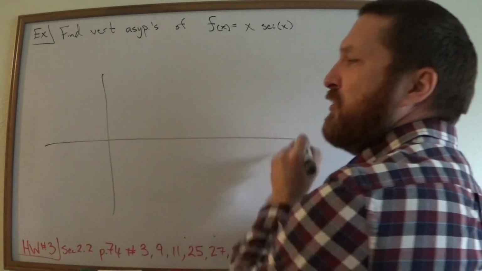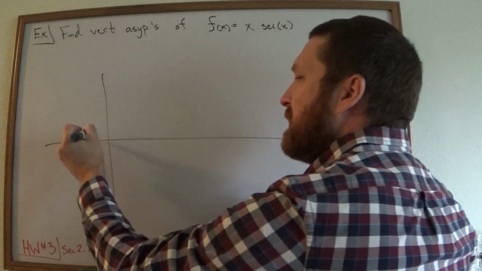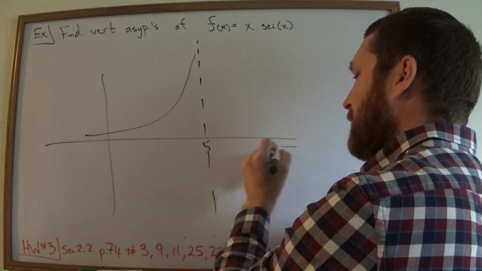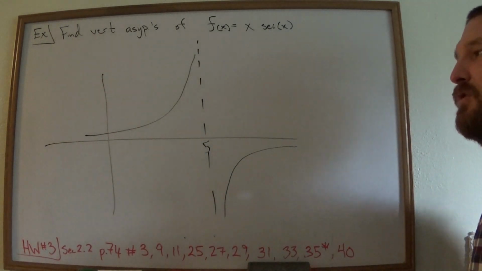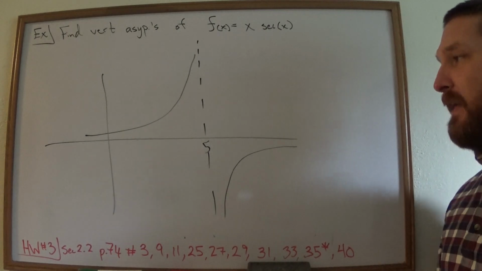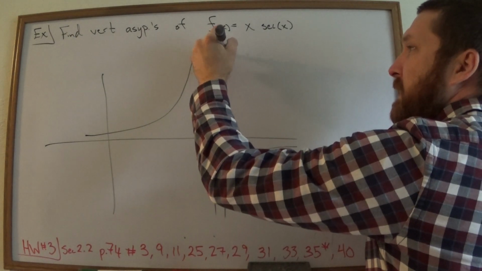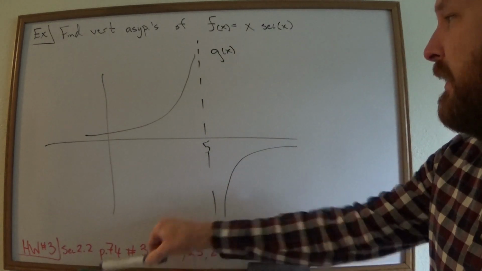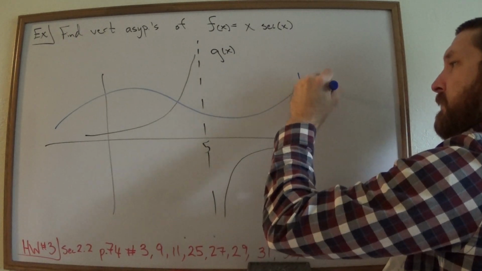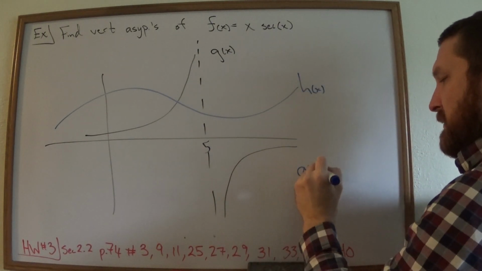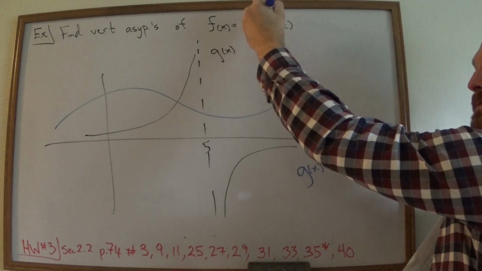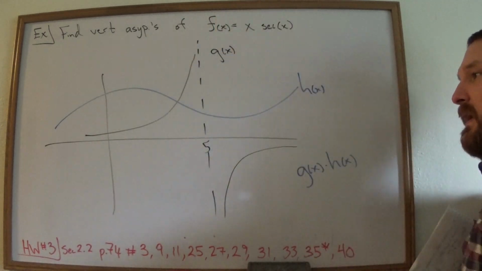So let's just think about any general function. Forget about secant x for a second. But let's say we have some function that blows up here at, say, 5, like we had earlier. We have some function that blows up or blows down or whatever at 5. If you take that function, call it g, and you multiply it by a function, call it h, okay? You take g of x times h of x, which is what we're doing here. We have some g of x, we're multiplying it by something else, some h of x.